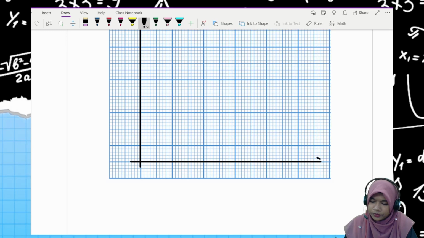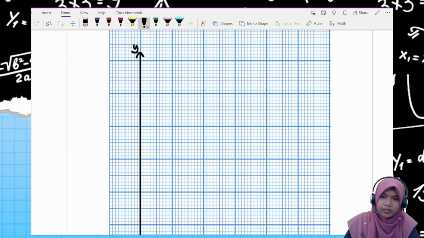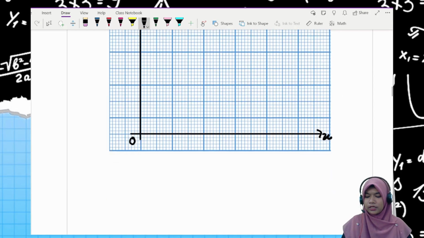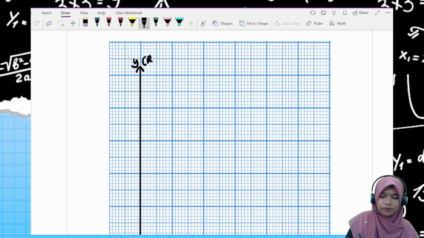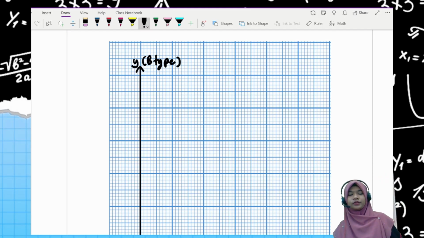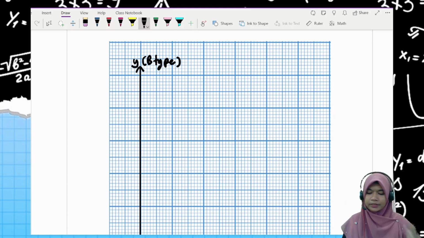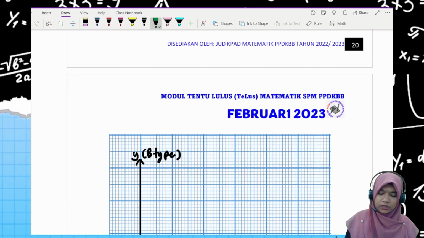All right. So this one is x, and this one is y. X is for the A type, and y is for the B type. So how to draw the graph? Look back. What is the equation?